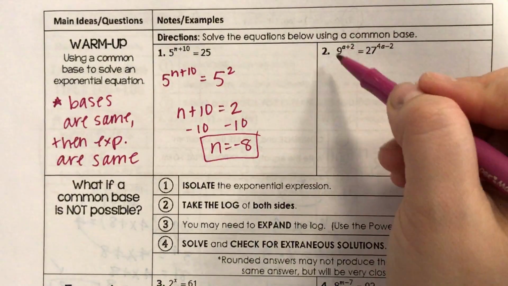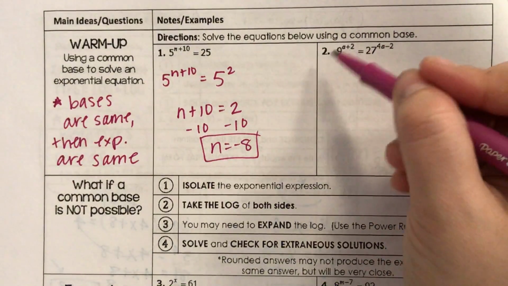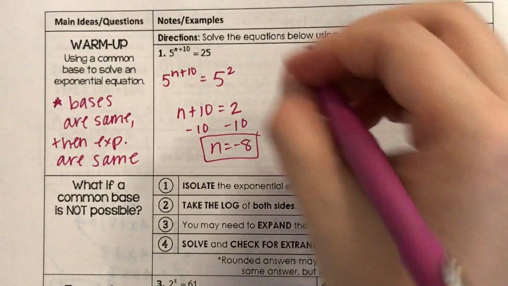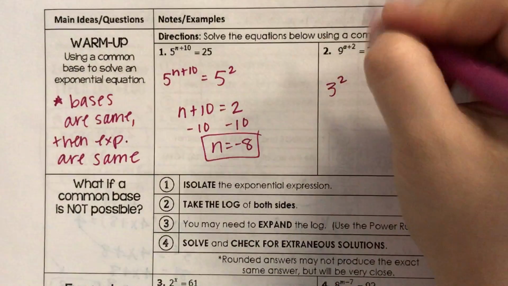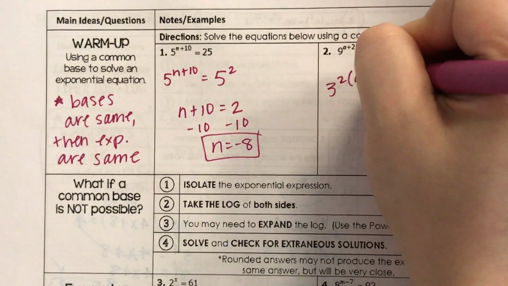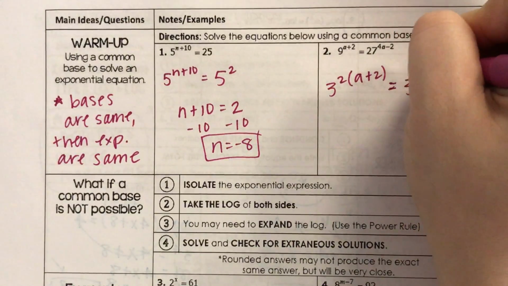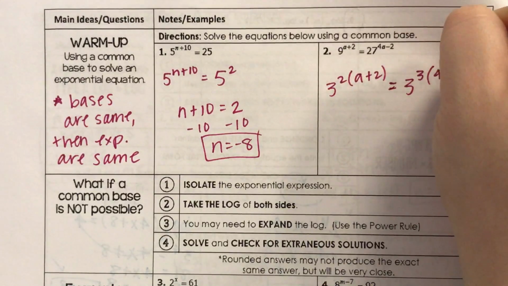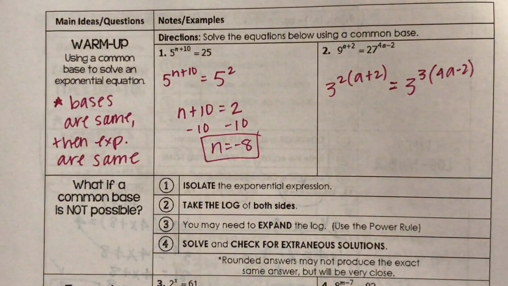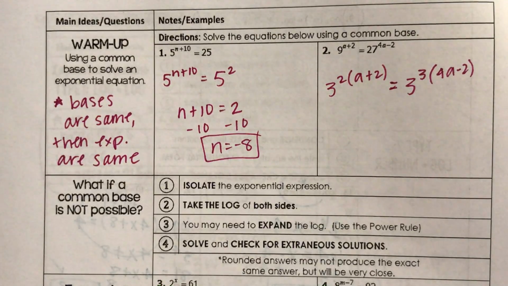Okay? This is not a prime number. I can make this a prime number. 9 is 3 squared. This is still a plus 2. 27 is 3 cubed. 4a minus 2. So this requires a lot of knowledge of squares and cubes and how can I make this number this number.